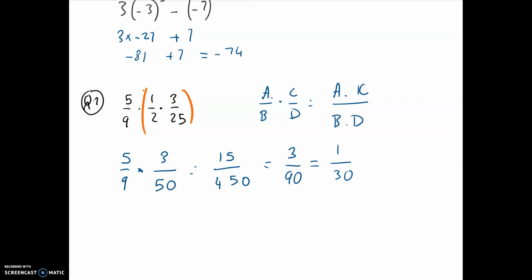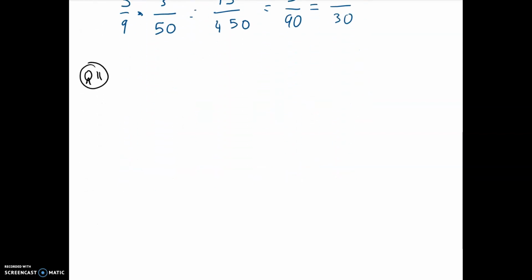Let's try to do problem number 11. Question number 11. What do we have? We have negative 14 over 15 divided by 28. So basically what we have is divided by 28 over 1.